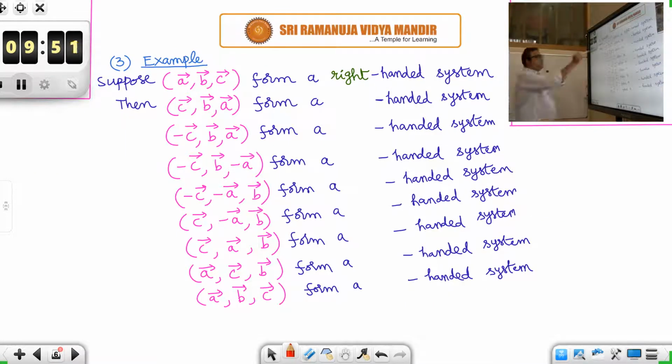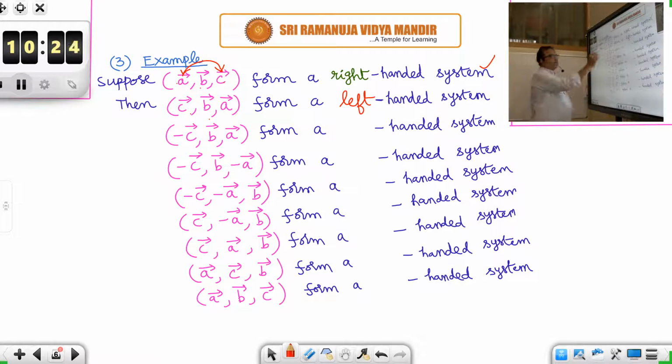Now, for practice I am giving this example. Suppose A bar, B bar, C bar form a right-handed system. Then can you tell which system C bar, B bar, A bar forms? What I have done is just interchanged A bar and C bar. B bar is in the same position only. If any two vectors in the triad are interchanged, the system will change. That means now you get a left-handed system. C bar, B bar, A bar is a left-handed system.